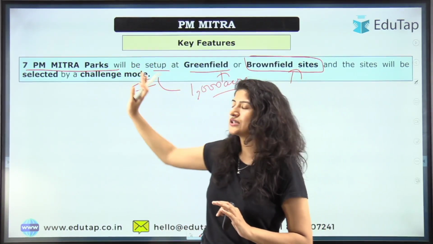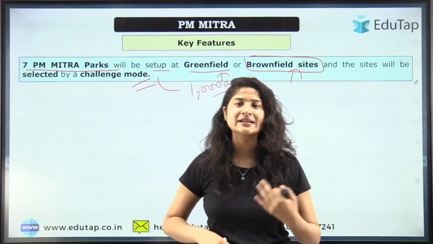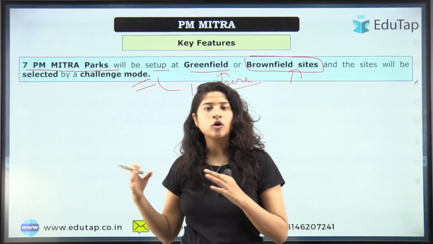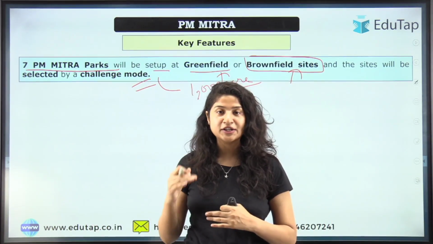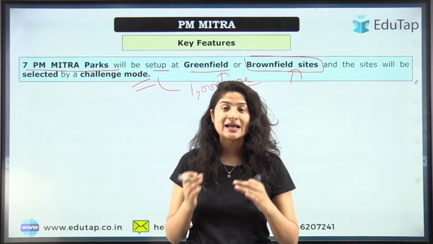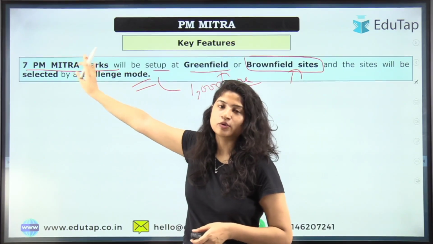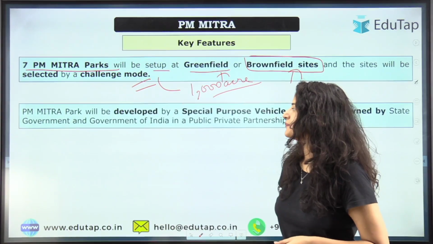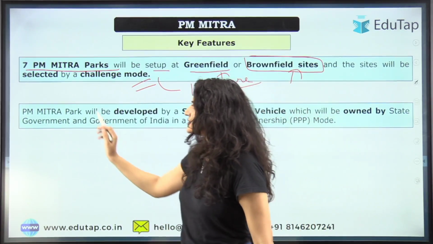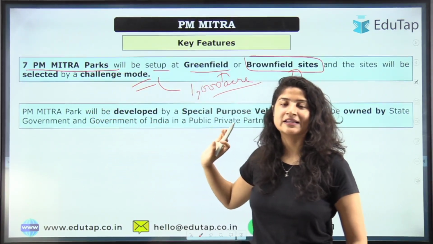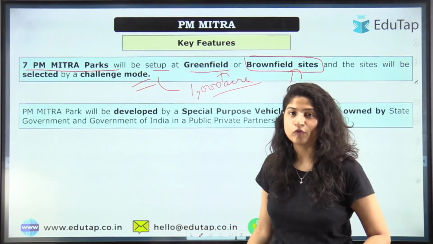But in the challenge mode, the state government will send their proposal, what the model can be and what additional facilities the state government can provide for the MITRA parks. Okay, so on that basis this will be done. Next, once the state and the place have been selected, what will happen after that?